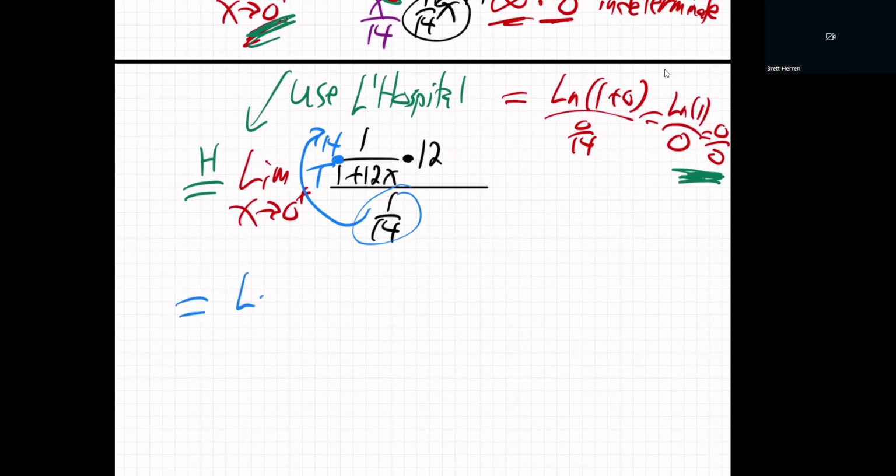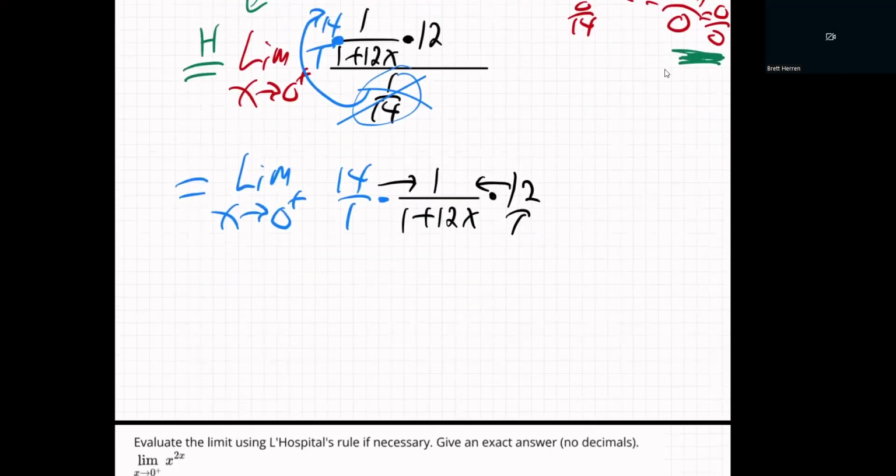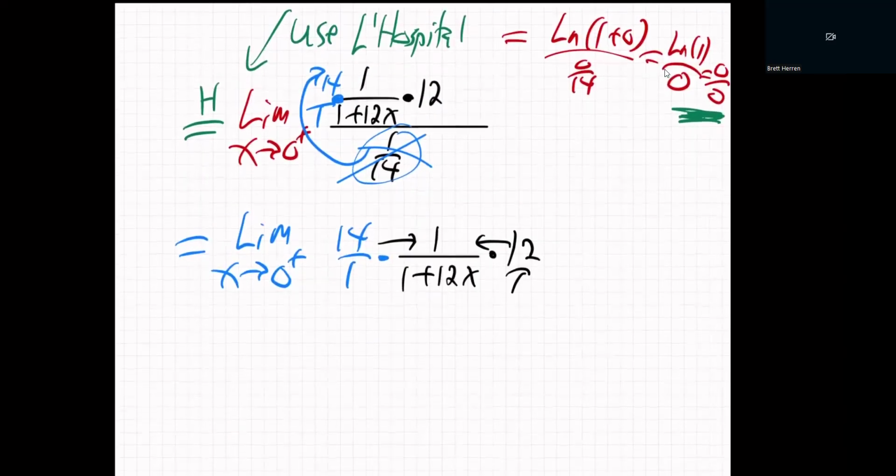So then we go, oh, okay, limit as x goes to 0 from the right. Close now. We don't have anything at the bottom here. This is gone. He flipped up to the top. So I've got 14 over 1 times 1 over 1 plus 12x times 12. This is really over 1. So this guy's going to the top, this guy's going to the top, and we are almost done with this thing.